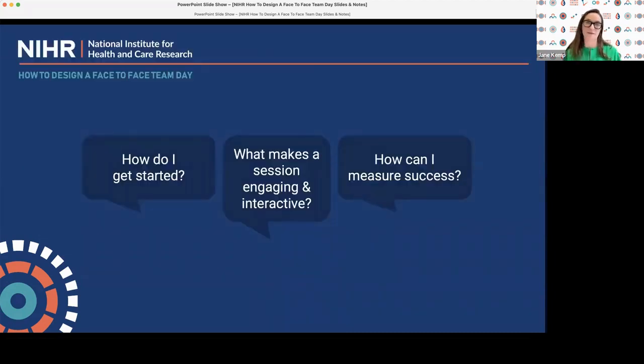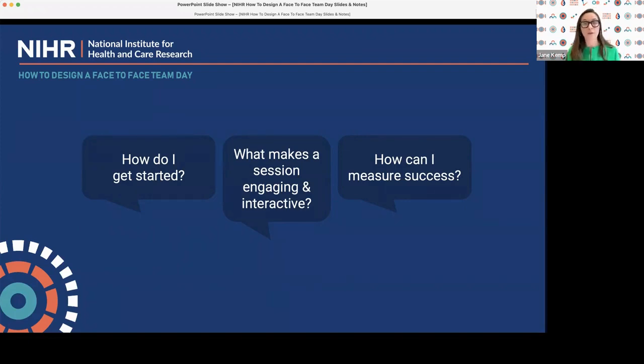There are 3 key areas that we're going to cover in this webinar. First of all, how do I get started? What's my starting point? I know we're all together in 2 weeks' time, or in a month's time, or in 6 months' time. Where do we start? Second, what makes that session engaging and interactive? How can I ensure that everybody who's participating is interacting, being heard, has got the space that they need to be able to share their thoughts, and is engaged?